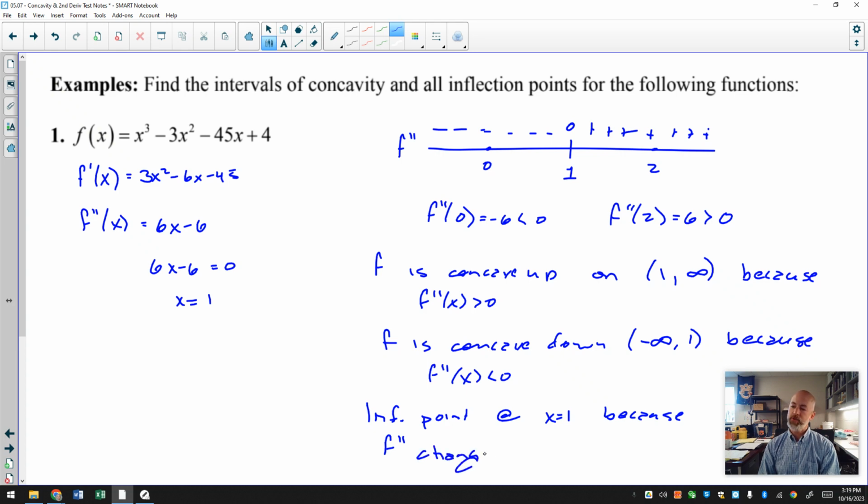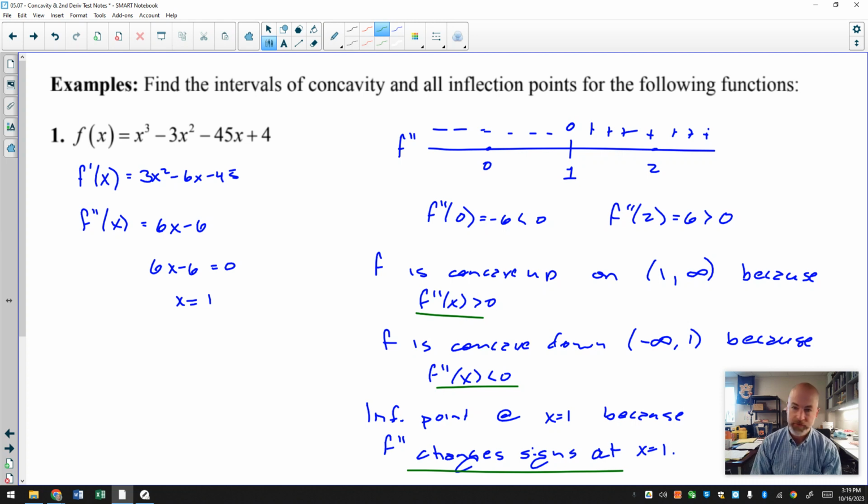And keep in mind, if you are an AP calculus student, any claim you make in any justification or explanation must be supported by work. So let me finish writing this sentence. Okay, so inflection point because f double prime changes signs. All of my claims here: I claimed that f double prime was positive, I claimed that f double prime was negative, and I claimed that f double prime changed signs.